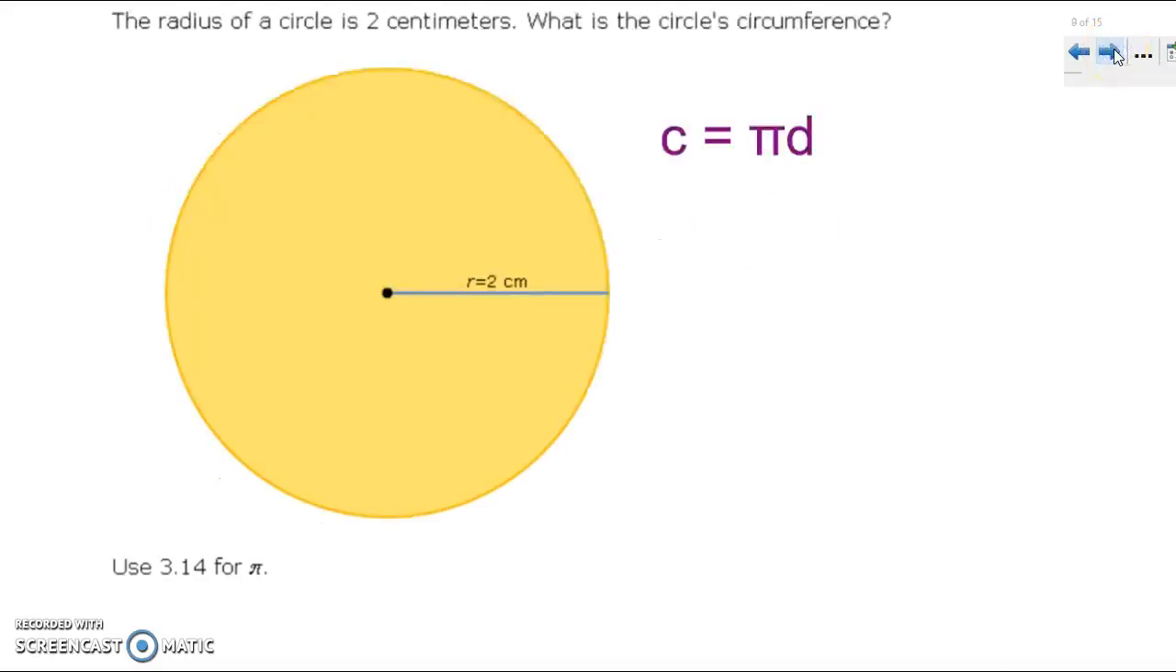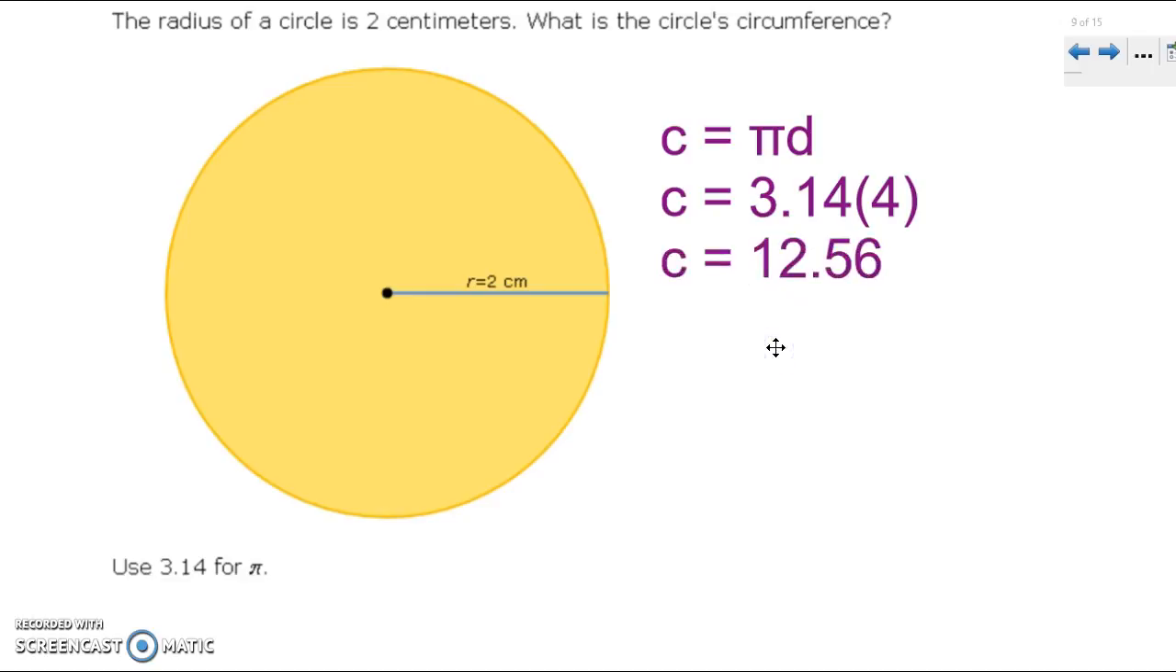In this question, they're asking us to find the circumference, and they give us that the radius is 2. Now, the circumference formula is pi times the diameter, so that means I need to double the radius in order to get the diameter. And they're asking me to use 3.14 for pi. That means when I use my calculations, I will use the number 3.14 instead of the pi button on my calculator. So I will type in 3.14 times 4, because the diameter all the way across the circle is 4, and I'll get my calculation of 12.56 centimeters.